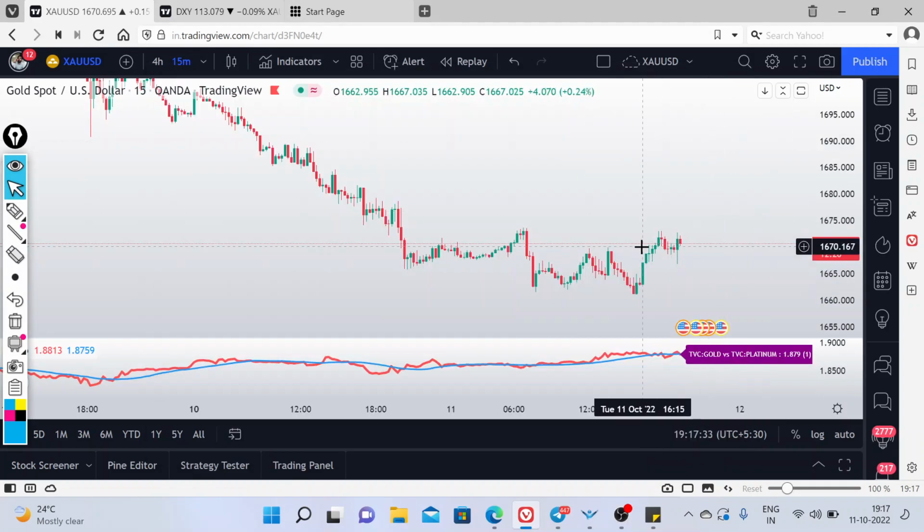Now this indicator basically works on the relative movement of two pairs. If you are trading gold, you already know that most of the time the gold movement depends on the DXY movement, or you can say the dollar movement. There is a negative relation between these two pairs: whenever DXY moves up, gold moves down. Sometimes this does not happen and they move in the same direction, but currently it is following that relation.